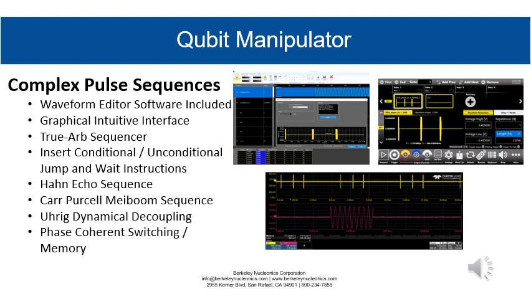Phase coherent switching and phase memory can also be obtained easily using the waveform editor or a third-party tool like LabVIEW or MATLAB, which create the waveform points in a .txt format that can be directly imported into the TrueARB software.